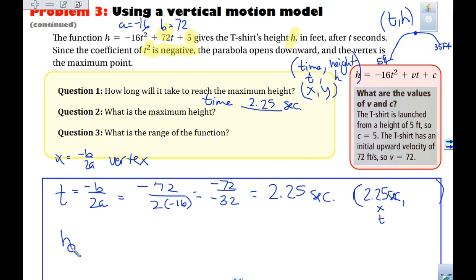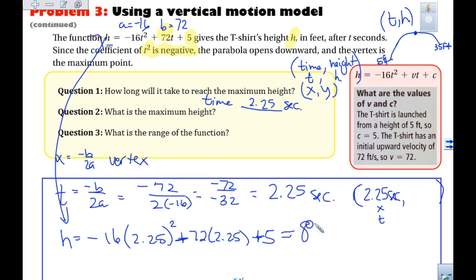So now I have to find the h. All that means is I'm going to go back to this original equation and replace the t with 2.25. So I put down negative 16, and I put 2.25, squaring that. You definitely want a calculator. Plus 72 times 2.25 plus 5. You're going to put that whole thing in your calculator. Do that now. Get 86.